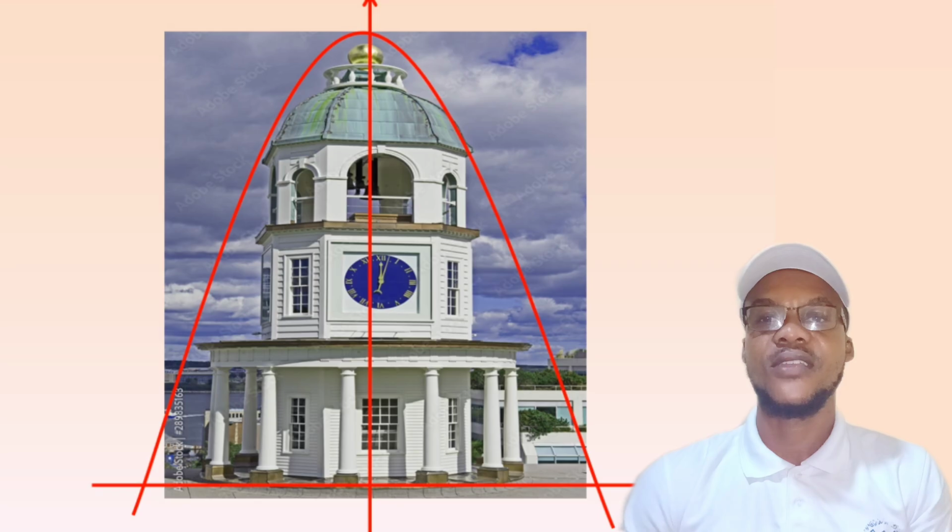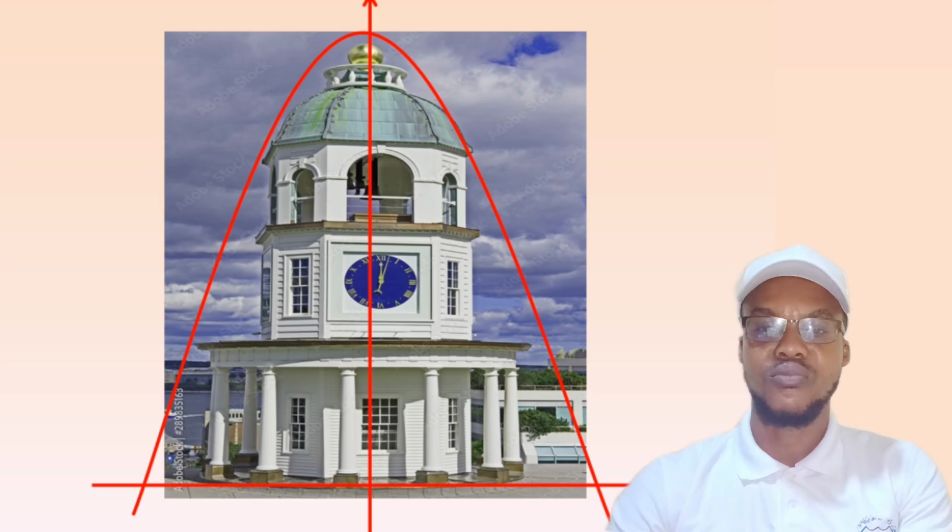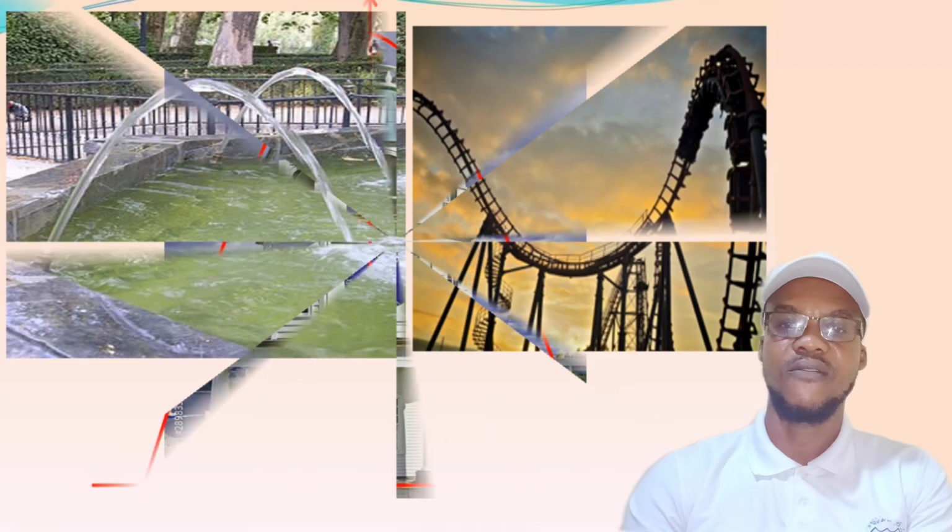So it is very nice. As I said, all these things model that. So that is what we have. You see the water flow, how they shape, how it looks like. All these model a quadratic. So you can see that, very nice.